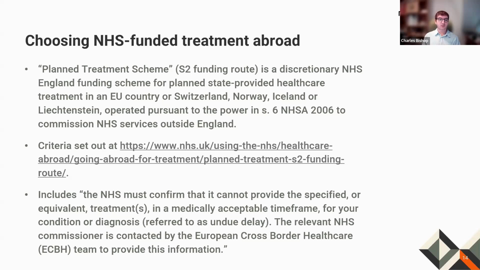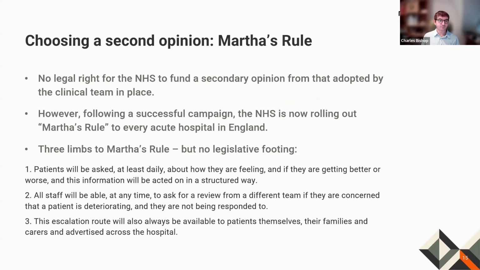There's a specific power in the NHS Act that facilitates this. There are some quite detailed criteria which are set out in the link on the slide that I've given. But I think perhaps most important is that the criteria include that the NHS must confirm it can't provide the specified treatment in a medically acceptable time frame. So it has to be treatment that the NHS would provide, but just can't. So it's about getting it quicker. It isn't about getting something you wouldn't otherwise be able to get. And it's discretionary.